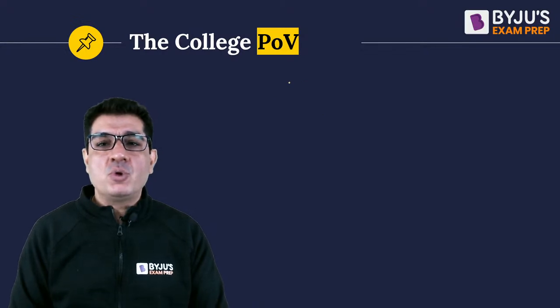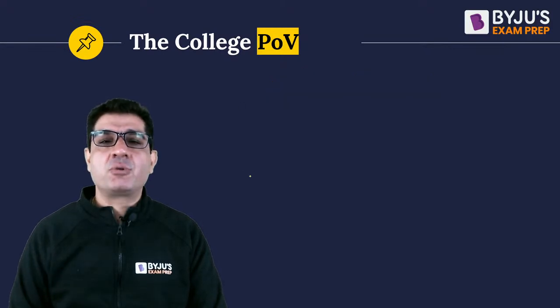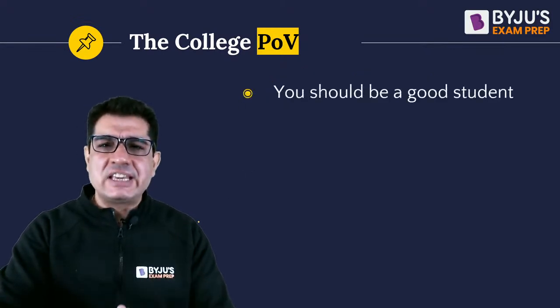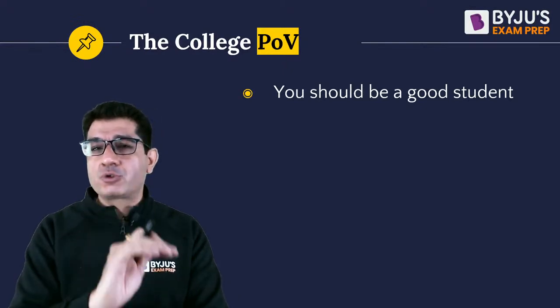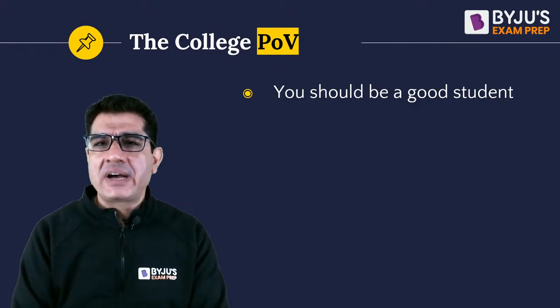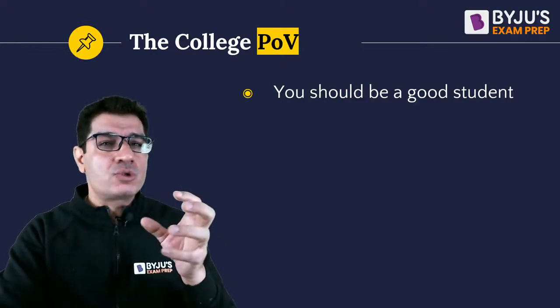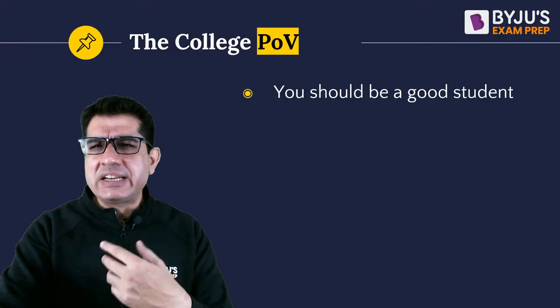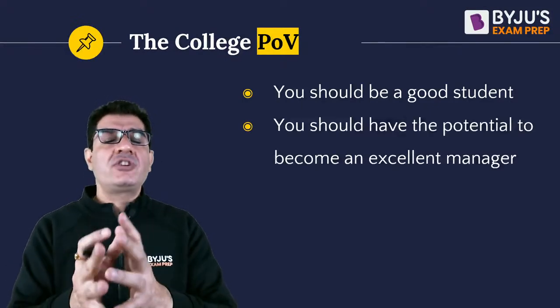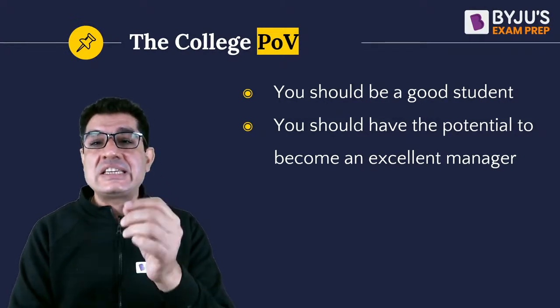So first up, you are going to join mostly a 2-year PGDM or MBA course, which means that for 2 years you are going to study, and therefore obviously we want to see that you should be a good student, isn't it? Then it is a B school, Masters of Business Administration. We need to convert those students into good managers. So we would try and see if that person has the potential to become an excellent manager or not. So these two are going to be the key things.